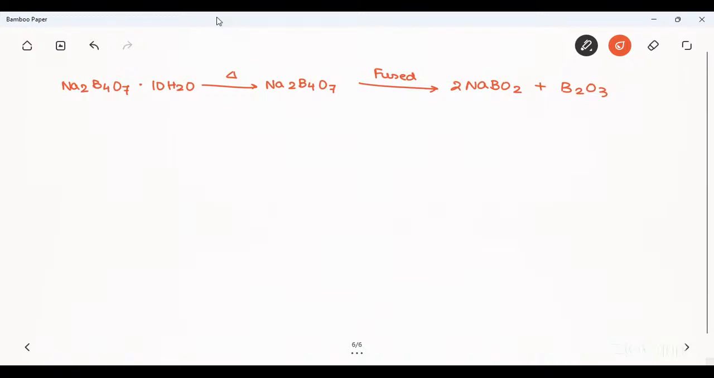This is your borax. This is the sign for heating. This is the anhydrous sodium tetraborate, which is the white opaque mass. And this is the borax glass. So this is the basic thing.